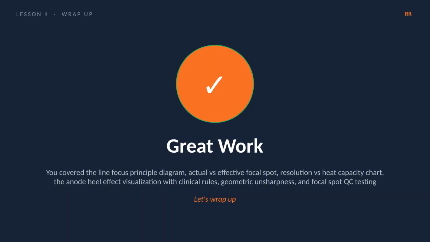You covered the line focus principle diagram with the actual versus effective focal spot geometry, the resolution versus heat capacity chart, the anode heel effect with its color gradient intensity visualization, and clinical rules, geometric unsharpness, and the penumbra formula, and all 5 focal spot QC methods. These are precision concepts, apply them every time you position and select technique.